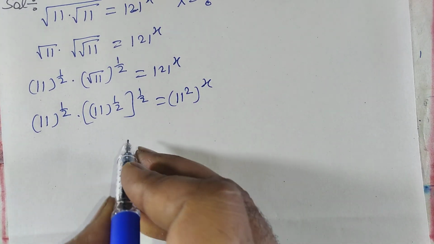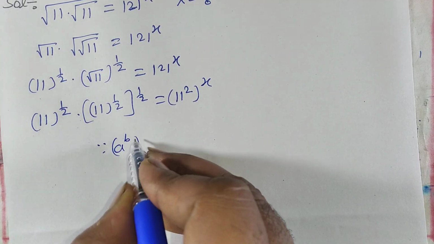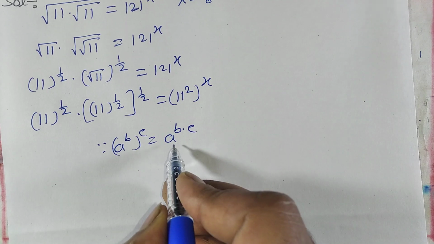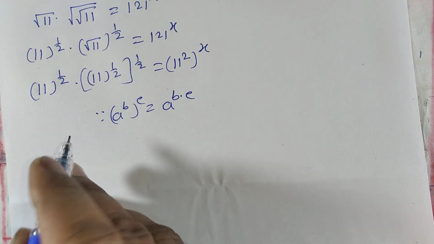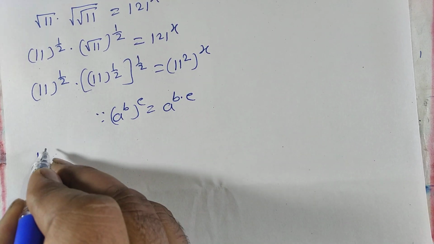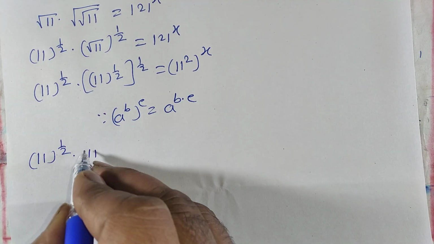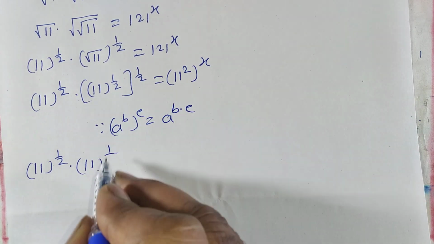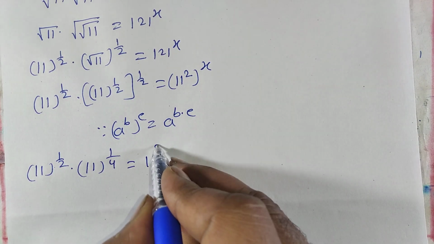Now if we have a to the power b whole to the power c, it is equal to a to the power b into c. By using this rule, 11 to the power 1 by 2 times 11 to the power 1 by 2 into 1 by 2, that is 2 to the 4, is equal to 11 to the power 2 into x, 2x.